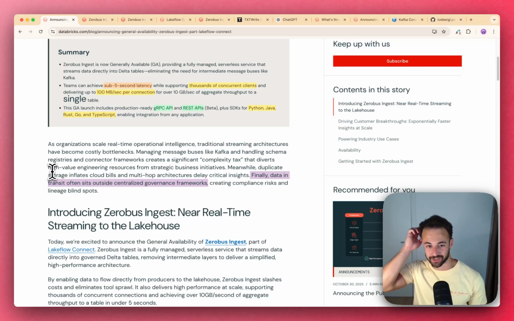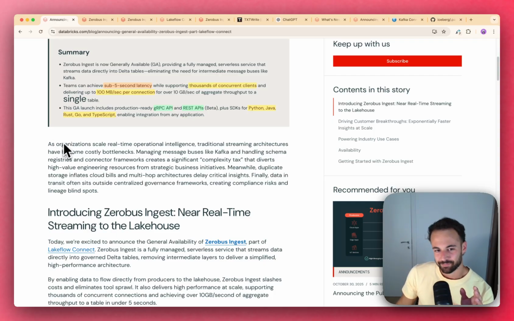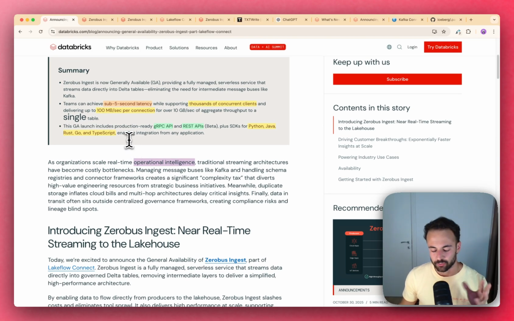Wow, that was a lot of jargon in the introductory sentence, but let's get into all of this. So first off, as organizations scale real-time operational intelligence, what do you even mean by operational intelligence? I always get sort of weirded out by these sentences.